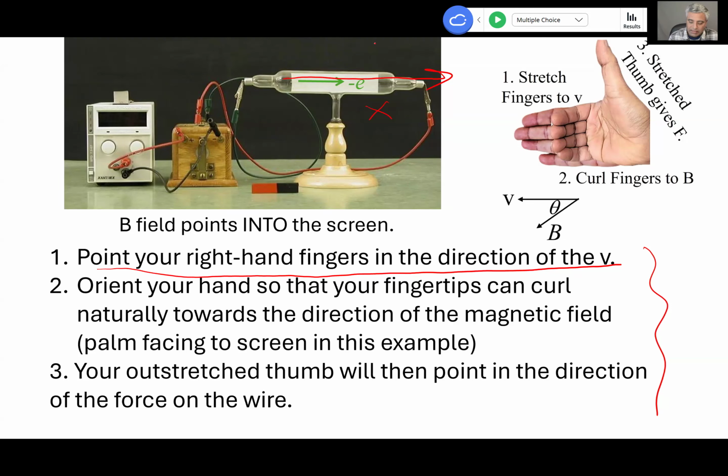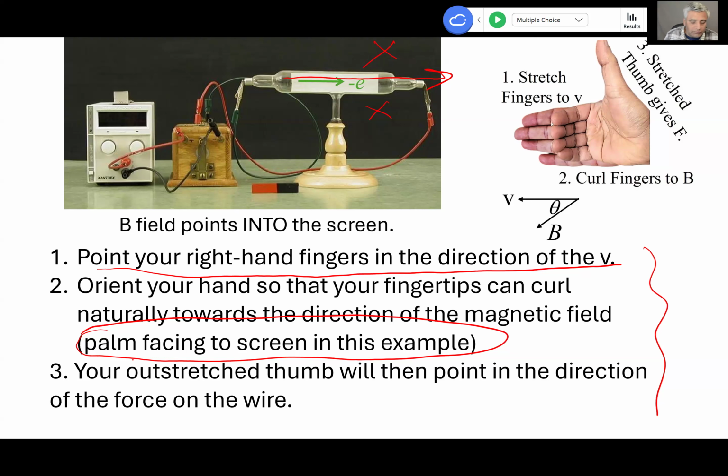And since the magnetic field is going into the screen, you should orient your palm into the screen. If you have a paper or tablet sitting flat on a horizontal surface, that means it is pointing down. Your palm should be pointing down so that you can curl your fingers in that direction.